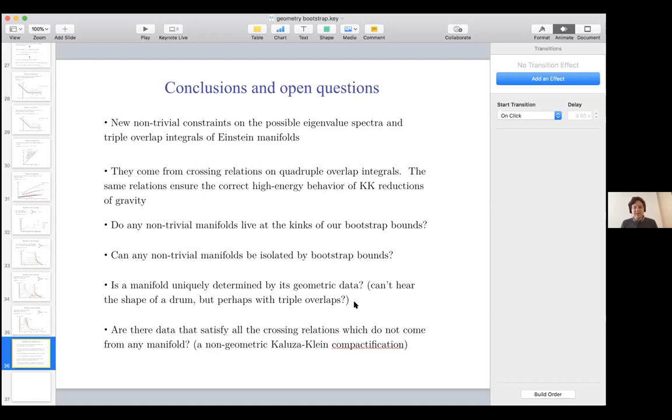And alternately, is it possible that there's geometric data that's consistent, so satisfies the crossing relations, but does not correspond to any manifold? That would also be interesting, because that would be a way to rigorously define what you mean by a non-geometric Kaluza Klein compactification. If you had some data that was consistent, satisfied these crossings, but didn't actually come from a manifold, you could still do a Kaluza Klein theory. You would still have all the correct behavior of the Kaluza Klein amplitudes. So we'd like to know that as well.